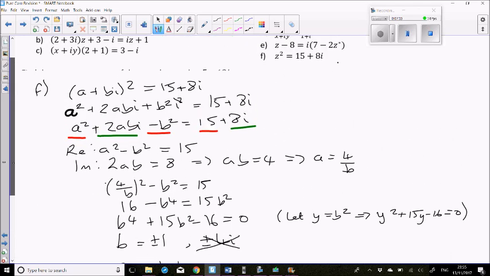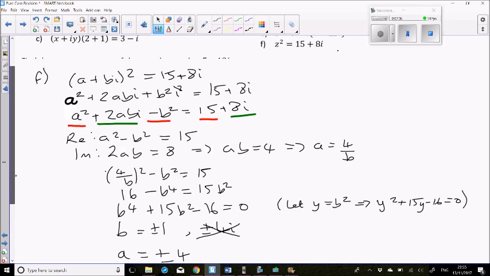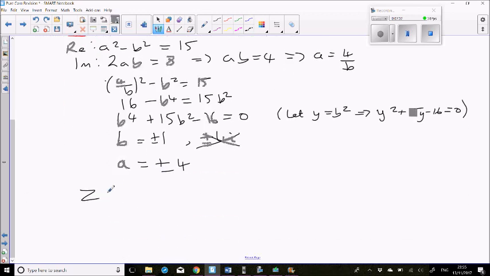Here was our original equation, z squared equals 15 plus 8i. So z equals, now we've got to pair these up. So when a was 4, b was plus 1, and then we've got a second solution when a is minus 4, b is negative 1. And you can check that by finding z squared for both of those.